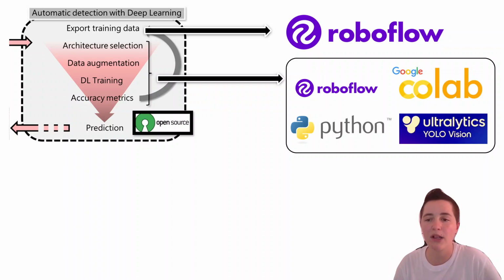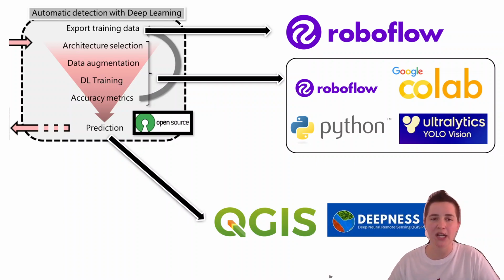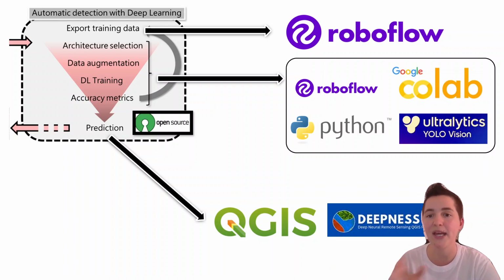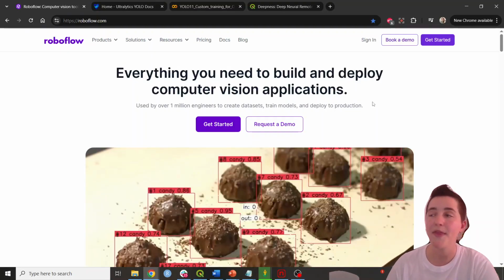And to train the model, we can train different ones, but I would suggest using the YOLO model, which is open source, and it's updated quite frequently. Finally, in order to do the prediction in a georeferenced picture, we're going to use QGIS with a plugin that is called Deepness. So I'm going to show you very quickly a bit of the overall view of these different tools. So this is Roboflow.